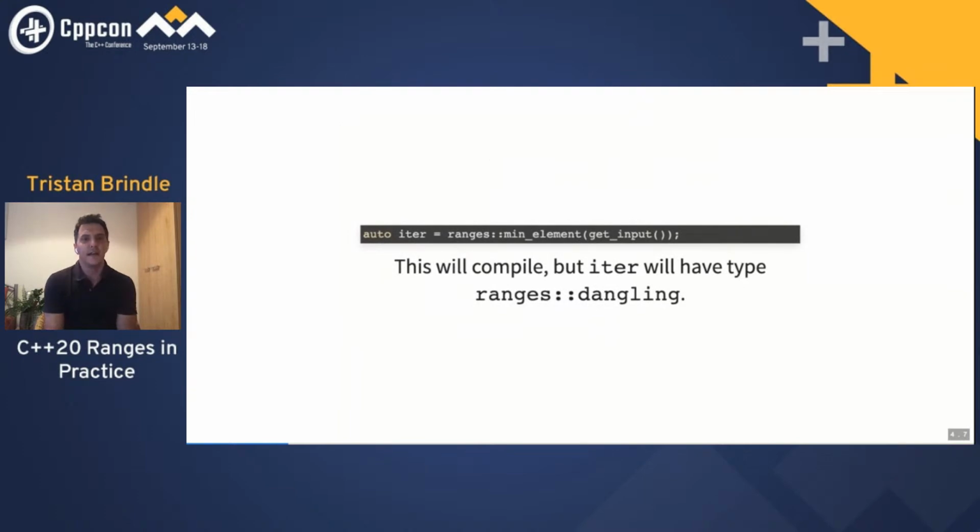So this line will compile. This is just fine. But I was a bit sneaky. Because I used auto on iter, the actual type that is going to be deduced here, the type that min element is going to return for this input, is going to be one of these ranges dangling objects. Now, ranges dangling is more or less just an empty struct. It has no operations defined on it. So constructing a dangling object is not the problem.